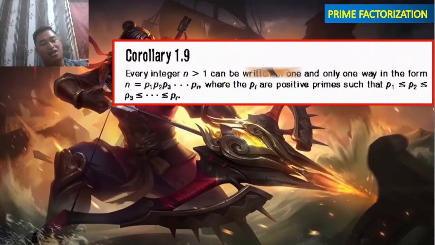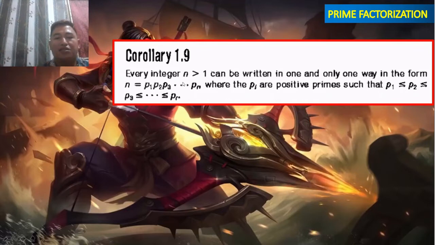1.8. Okay, corollary 1.9. So, every integer n greater than 1. Okay, hala. So, ganina class, pwede siya positive, pwede siya negative. Karon kay every integer lang man ni where n is greater than 1, meaning class positive integers na itong considered dire sa corollary 1.9. Hindi na ito consider ng mga negative.